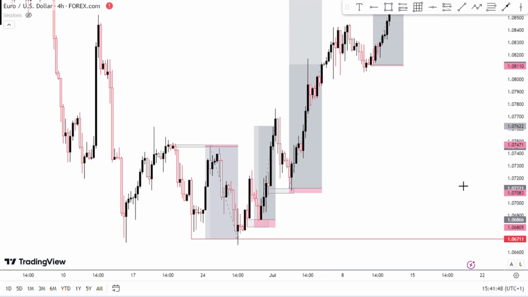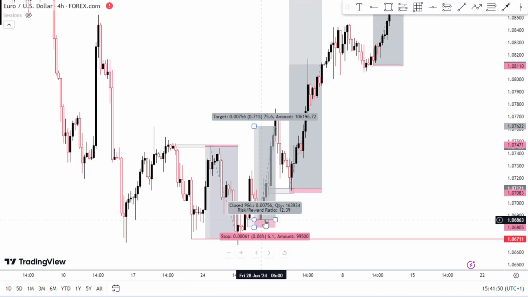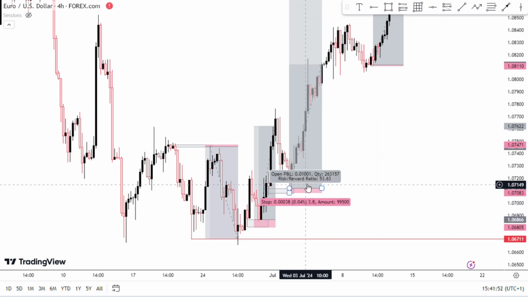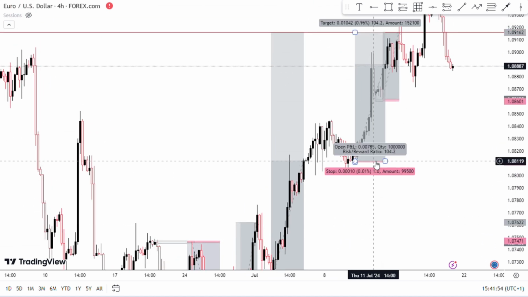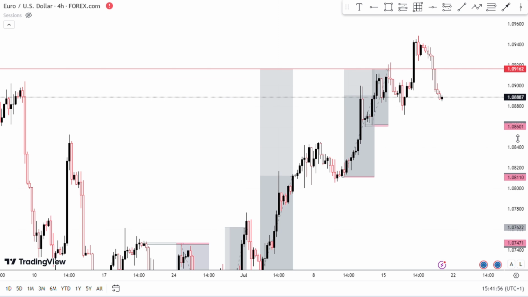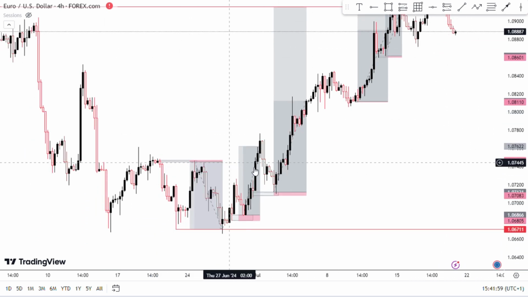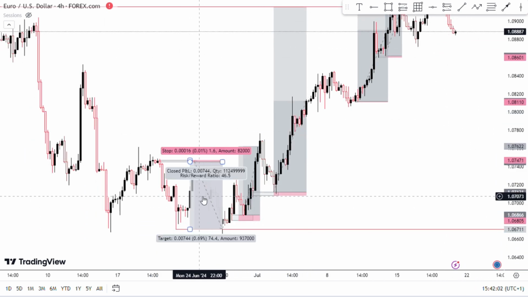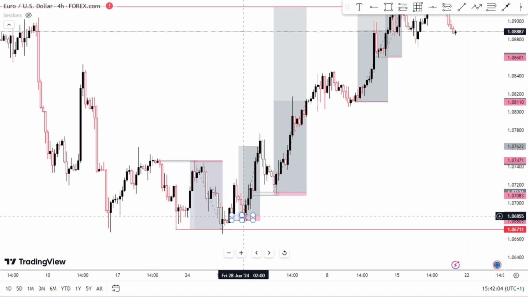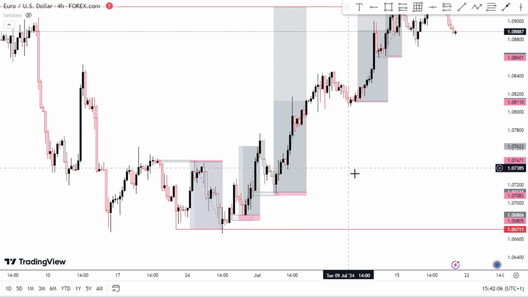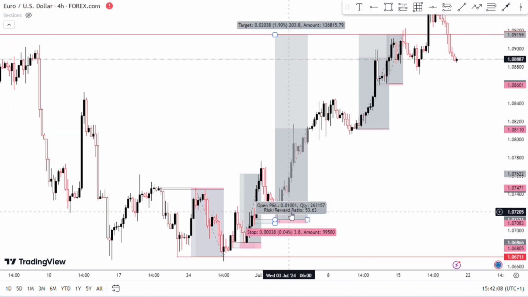You can see the stop loss is very small. This stop loss here is very small, this stop loss is very small, and also this one. So I'm going to try to explain how I was able to catch all these movements here. And then it's just like me testing my strategy, so you can understand my strategy very well, and also the reason why I'm using all these setups.